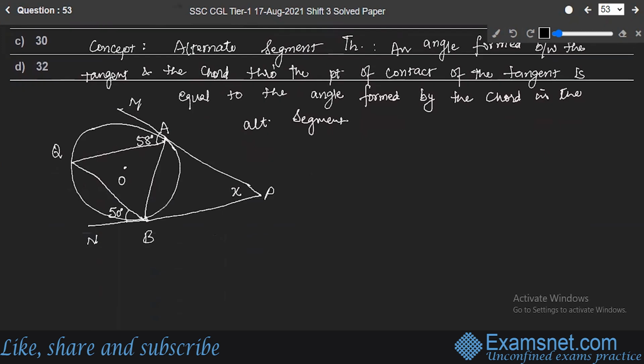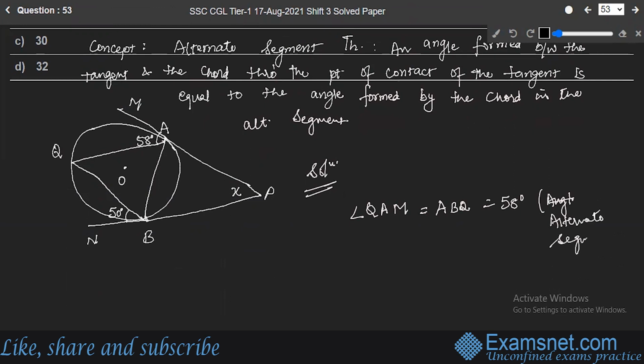Okay. So now let's see. Let's move towards the solution. So first of all, in this whole circle, angle QAM is equal to angle ABQ. Why? This is equal to 58 degree. Why is it so? Alternate segment theorem. Okay. So in this theorem, it says that this angle is equal to 58 degree. This is the angle which is made by this chord and the tangent. And the same chord is making this angle ABQ also. So this angle is also 58 degrees.